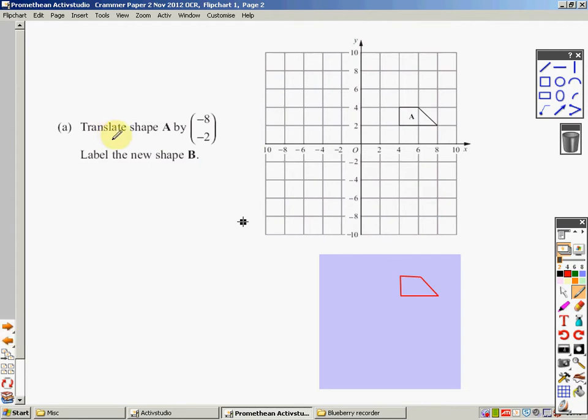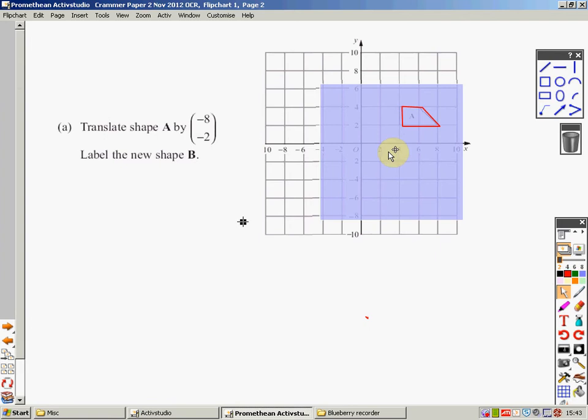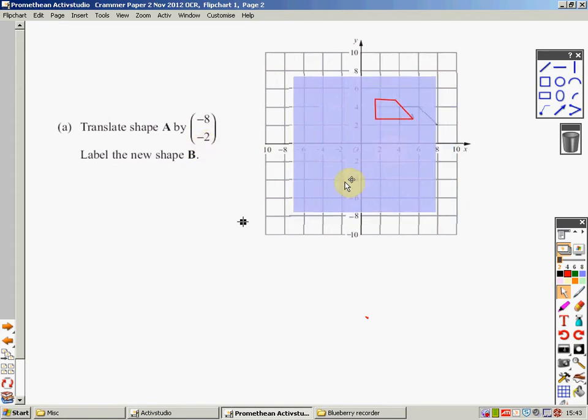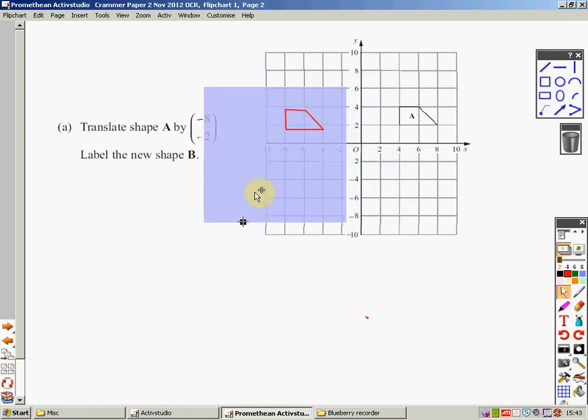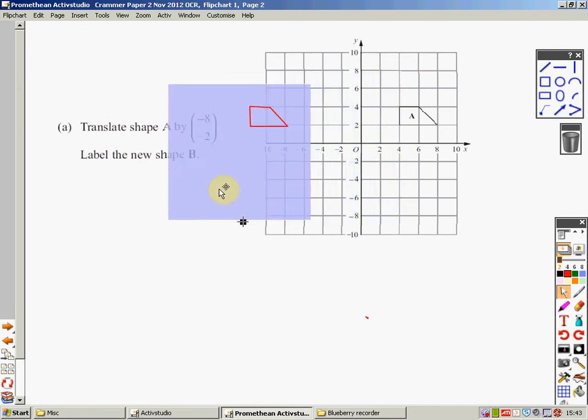Translate means slide. So we're going to trace a shape again, and I've already copied one here for us. I've traced over it. I've now got to slide it -8 in the x direction, -2 in the y. So 8 backwards. I'm going to count as I do it: 1, 2, 3, 4, 5, 6, 7, 8.